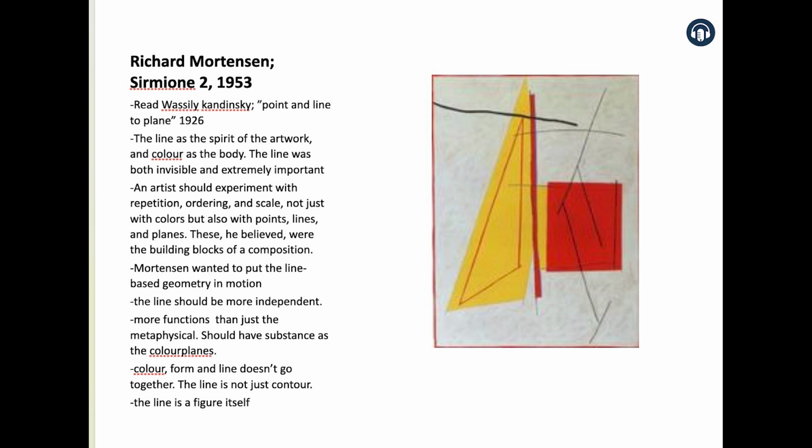The line was both invisible and extremely important, and an artist should experiment with repetition, ordering, and scale, not just with colors, but also with points and lines, as we see in the picture on the right side, and planes. These, he believed, were the building blocks of the composition. One wants to put the line-based geometry in motion. The line should be more independent, and the metaphysical should have substance like the color planes. Color, form, and line don't go together. The line is not just contour. The line is a figure itself.